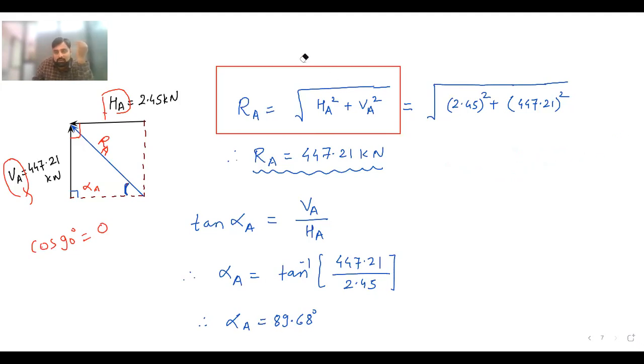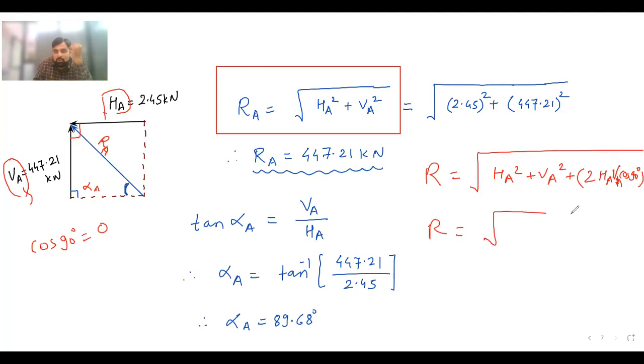See, once again, R is equal to under root Ha square plus Va square plus 2 Ha into Va into cos of 90. Cos theta is cos of 90, but cos of 90 is 0. This term will become 0. Cos of 90 is 0, so this whole term becomes 0. So R is equal to under root Ha square plus Va square. Ha square plus Va square, that is the formula we have used here.